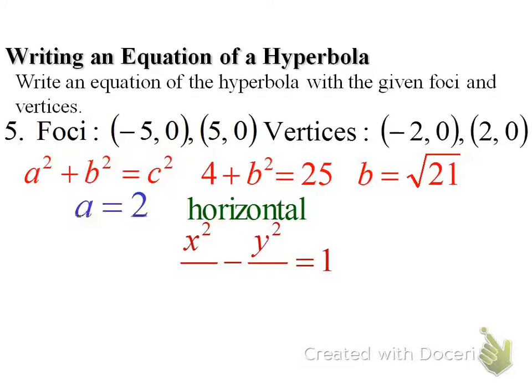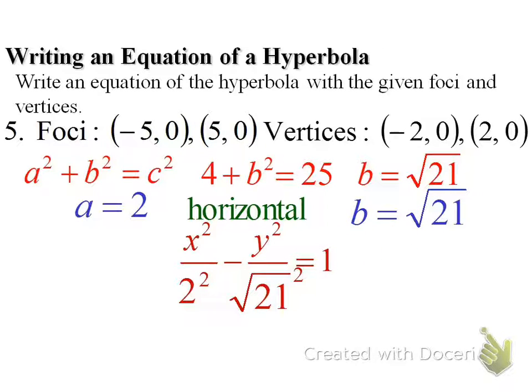Once you have all those things, you're basically just plugging in. So you got 2 squared, square root of 21 squared, x in the front. You have a minus sign because it's a hyperbola and not an ellipse. Equals 1 because that's the standard form. And then you're basically just simplifying. 2 squared is 4. Square root of 21 squared is just 21.